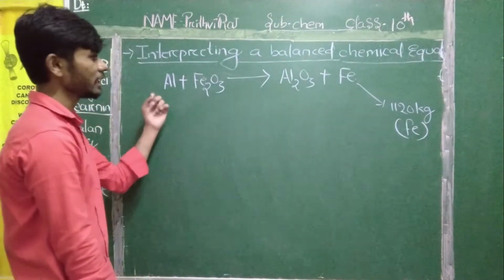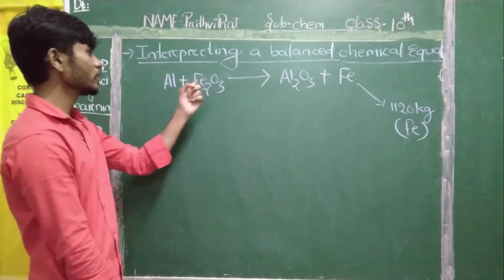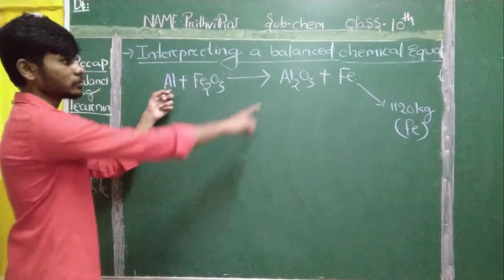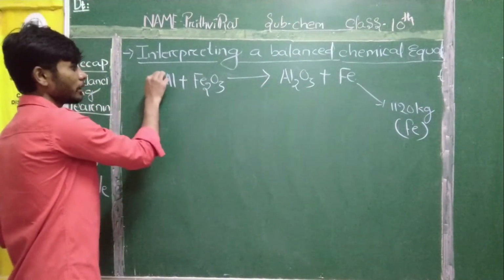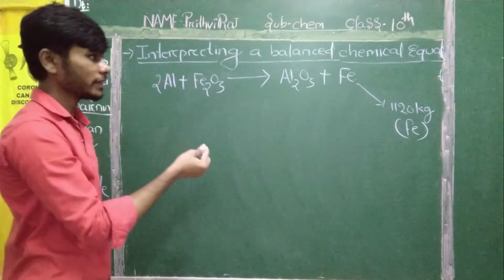How can we balance? You can see aluminum, there are 2 here, and 2 ferrous here, there is only 1. O3 is common. So first we will try to solve the complex one. Here this is the first step. So I will multiply by 2 here. So what am I getting? 2 aluminum I got. It is very easy.